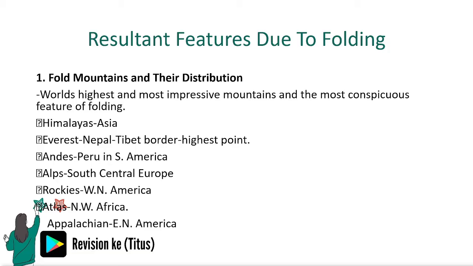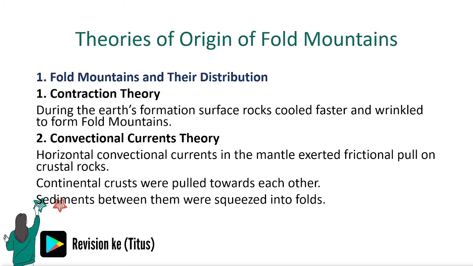Let's look at the theories. Remember, theories are just suggestions trying to explain a certain phenomenon. So we are going to look at the theories of the origin of fold mountains. In this segment, we have the contraction theory. It suggests that during the Earth's formation, surface rock cooled faster and recoiled to form fold mountains.